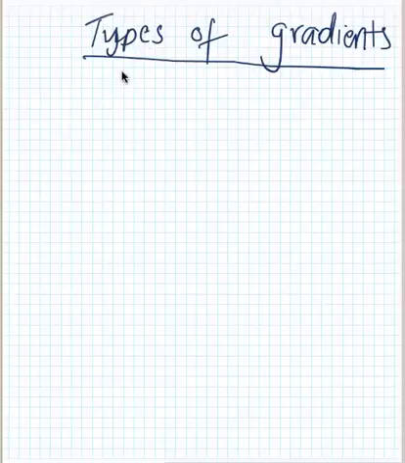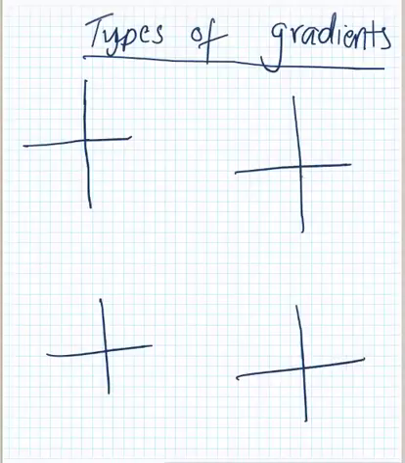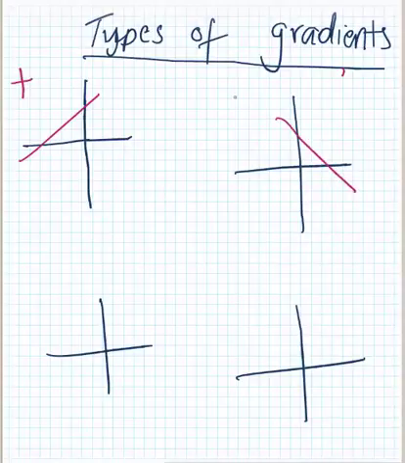So with types of gradients, we can have what we looked at before. I'll just draw some graphs. There are 4 different types of gradients we can have, and the two most common ones are either positive or negative. And a way for you to identify whether they're positive or negative, this is the way I do it.